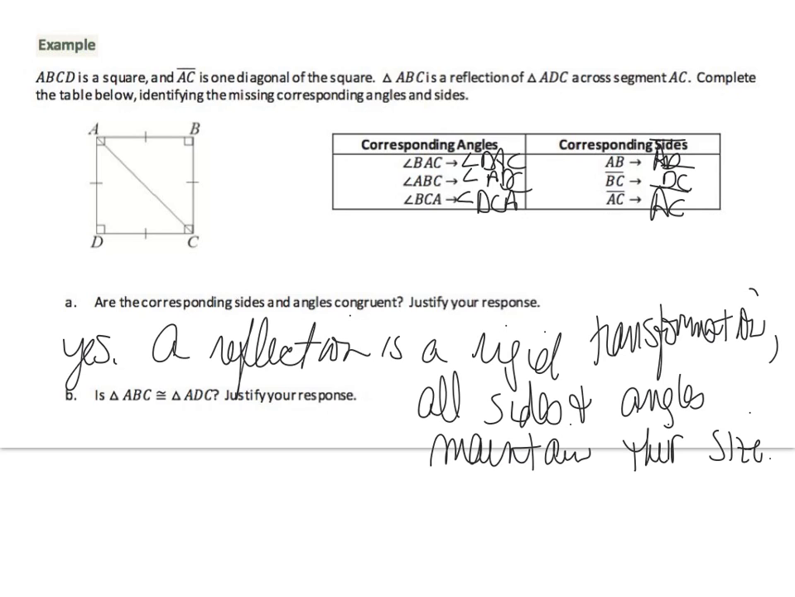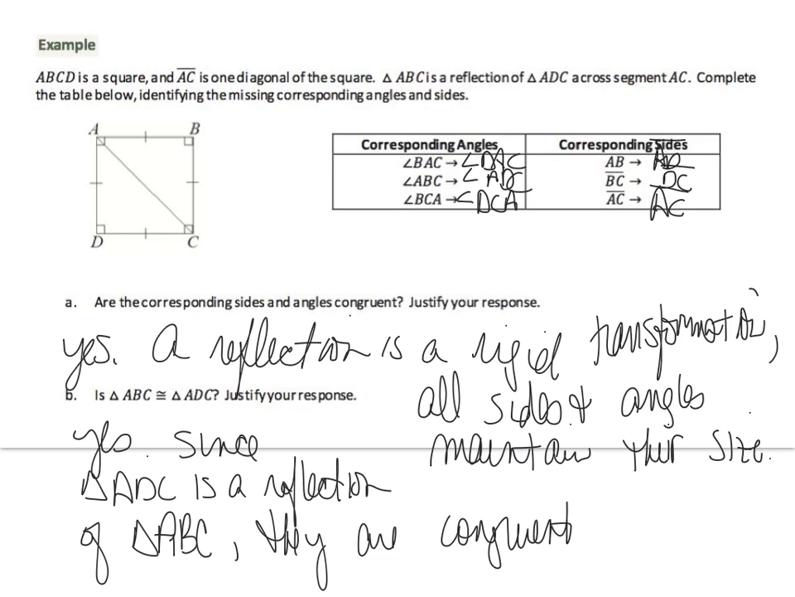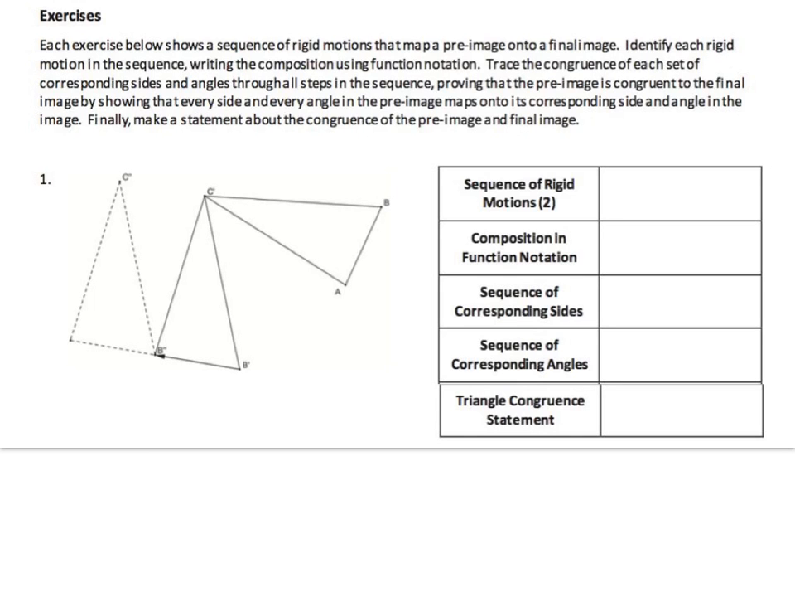Is triangle ABC congruent to triangle ADC? Yes. Since triangle ADC is a reflection of triangle ABC, they are congruent. Very cool. Okay, these are some exercises.